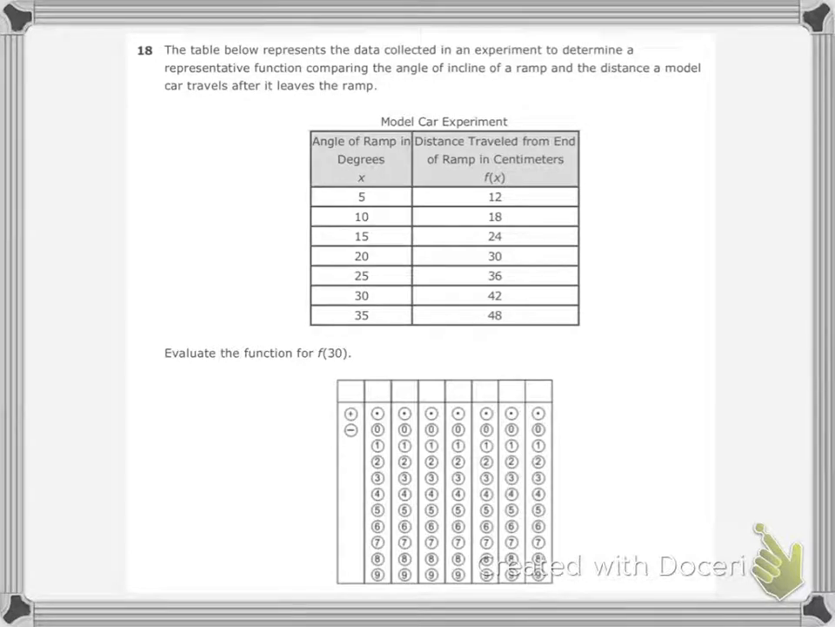All right, 18. The table below represents the data collected in an experiment to determine the representative function comparing the angle of incline of a ramp and the distance a model car travels after it leaves the ramp. So basically we got X's on the left, outputs, or Y's on the right. All right, cool. Evaluate the function for f of 30.